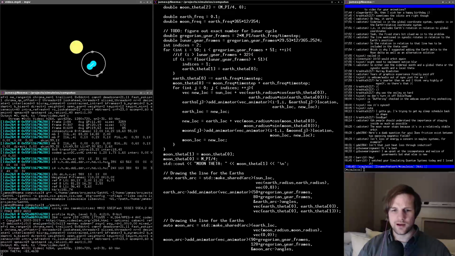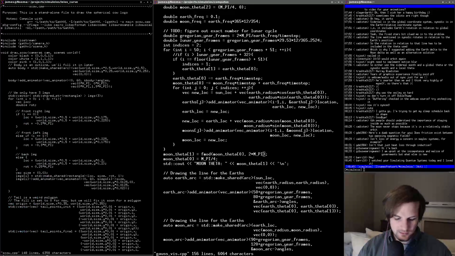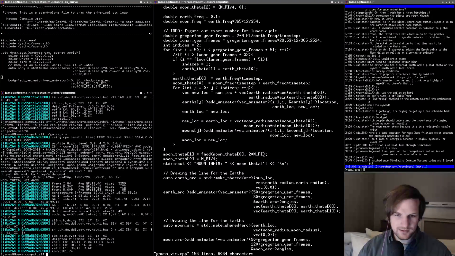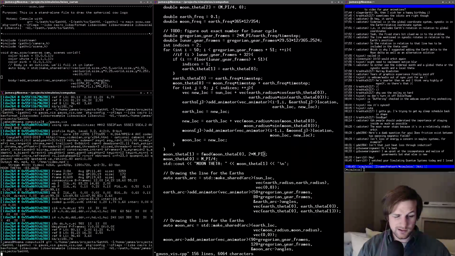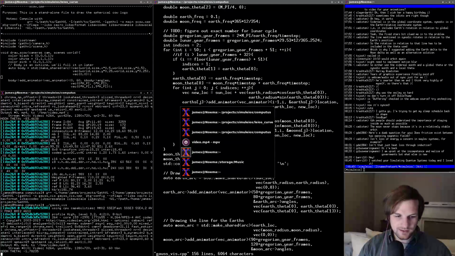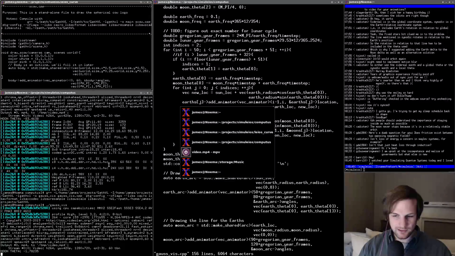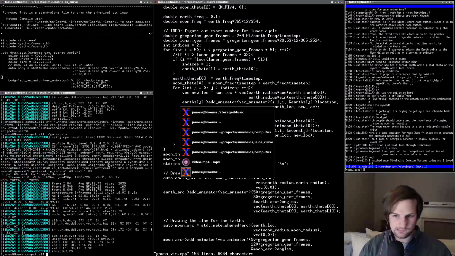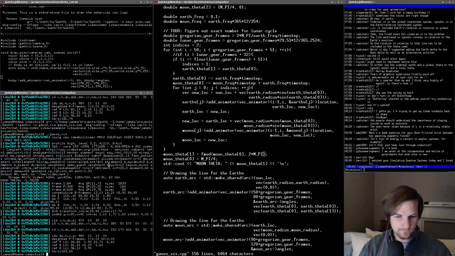Why is the moon theta so high? Let's just do an fmod here, and 2 times M_PI. I hope fmod exists in C++. I'm going to guess that's the reason. Yeah, that's probably why it's taking so long. I bet you that's it. So probably it's just drawing a bunch of arcs, and that's the issue. So if we do g++, I hope fmod exists. It seems to. Gauss visualization. Moon theta is negative 1.78, and this should take phenomenally less time. Where is it? There. Okay.